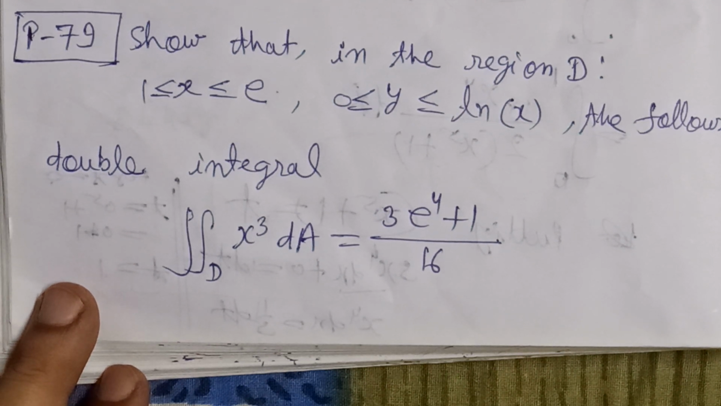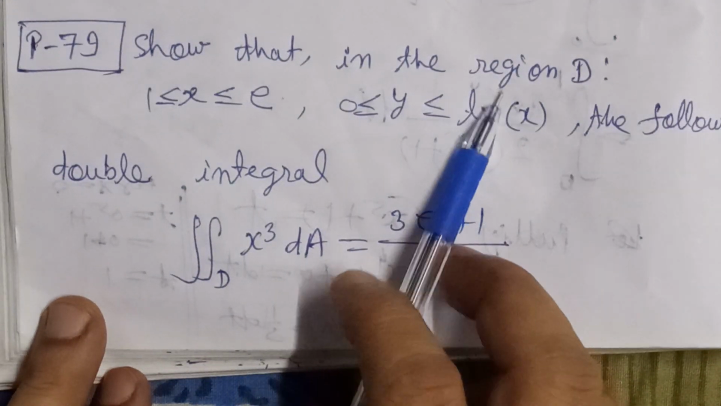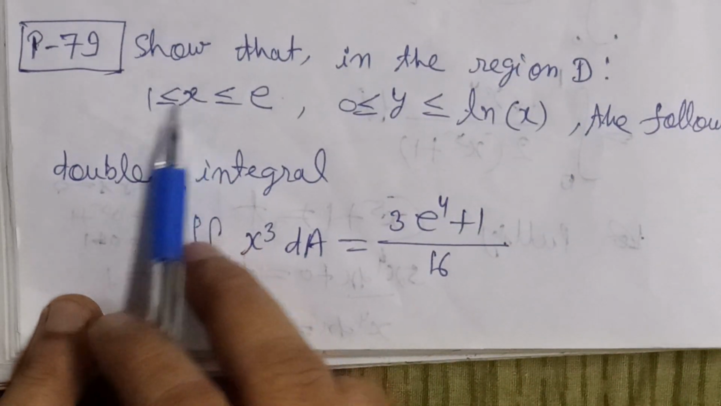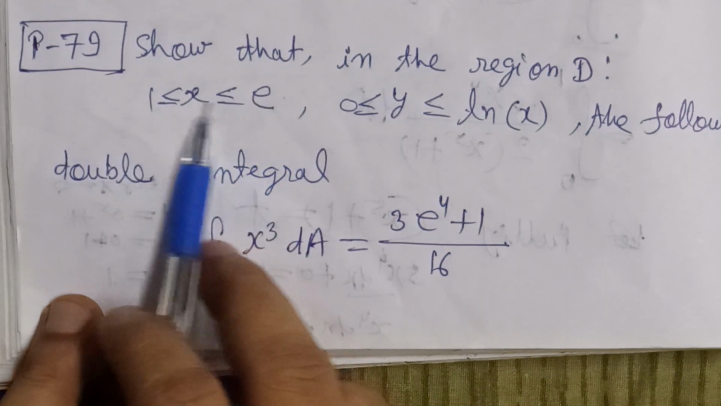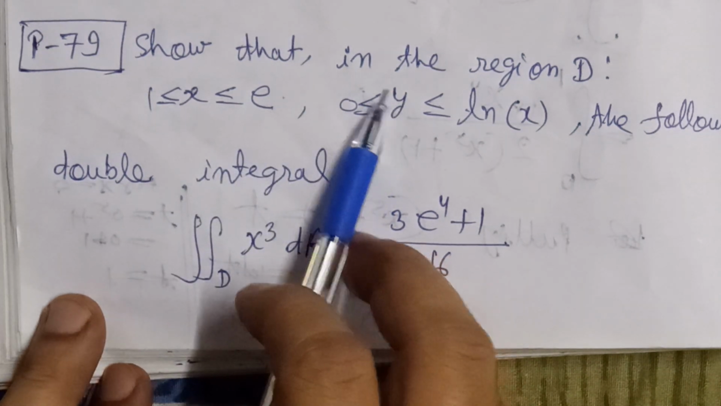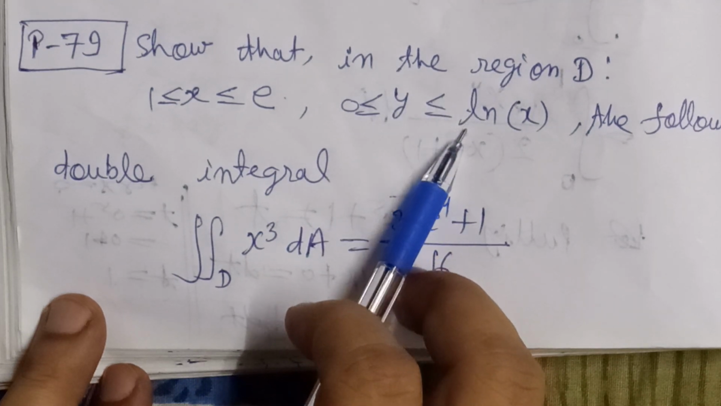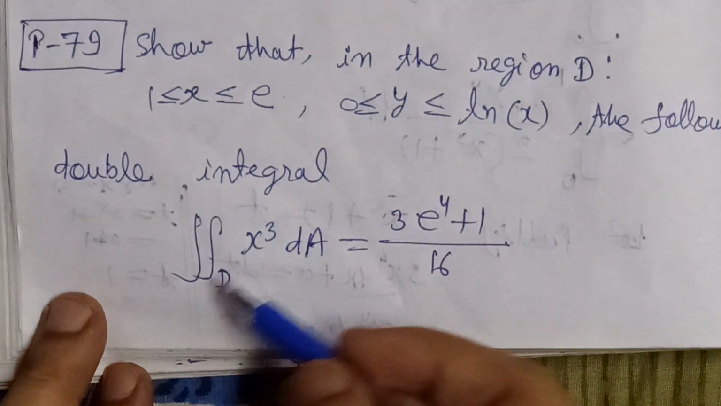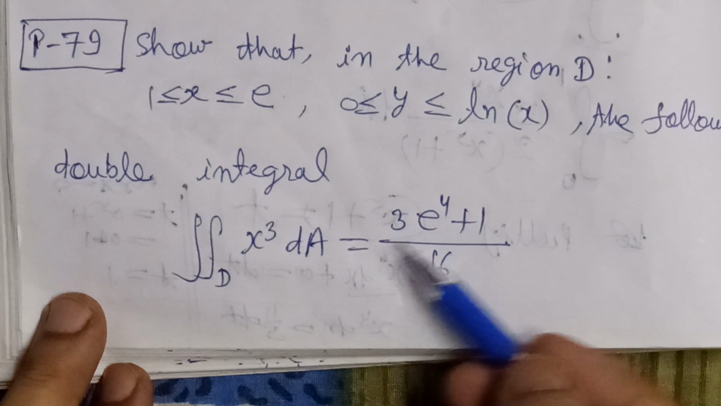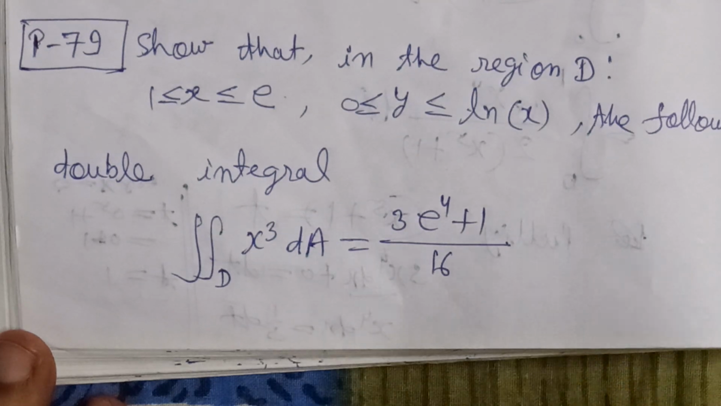This problem is related to the chapter on multiple integrals of integral calculus. Show that in the region D, where x is greater than or equal to 1 and less than or equal to e, and y is greater than or equal to 0 and less than or equal to natural logarithm x, the following double integration of x cubed dA is equal to (3e^4 + 1)/16. We have to prove this.